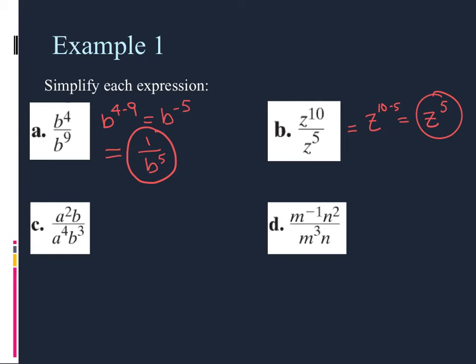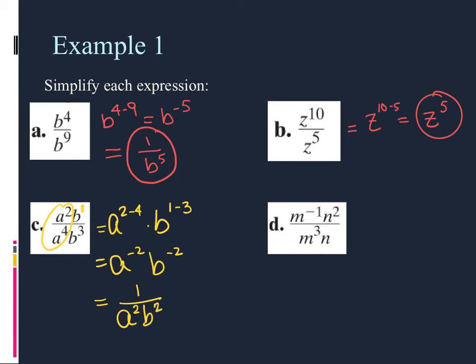Likewise, for part C, now this one's a little more complex, but I'm going to treat it the same. First, I'm going to look at the a terms. So a to the 2 minus 4 times b to the, remember this is really b to the 1st divided by b to the 3rd, so that would be 1 minus 3. So when I simplify that, that's a to the negative 2nd, b to the negative 2nd, and I need to get rid of both of my negative exponents, so that really becomes 1 divided by a squared, b squared, and this is my final answer.